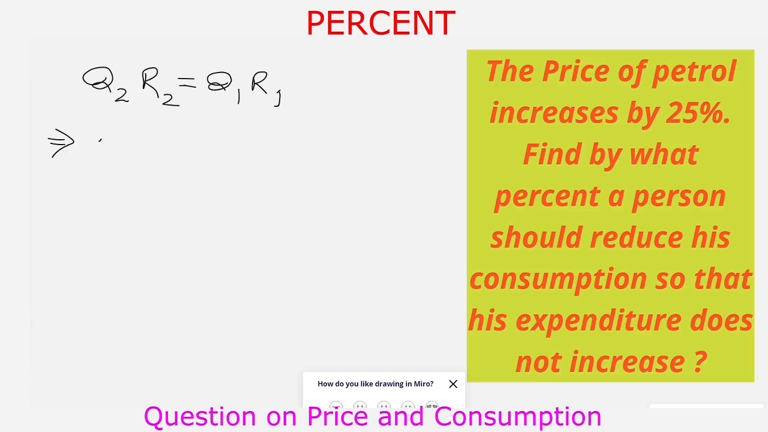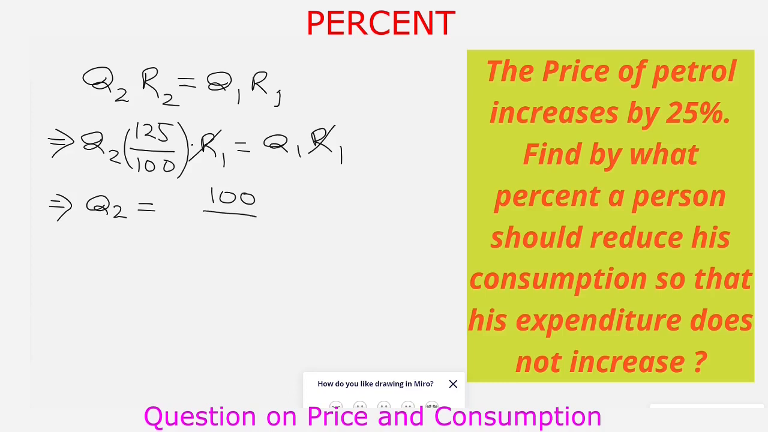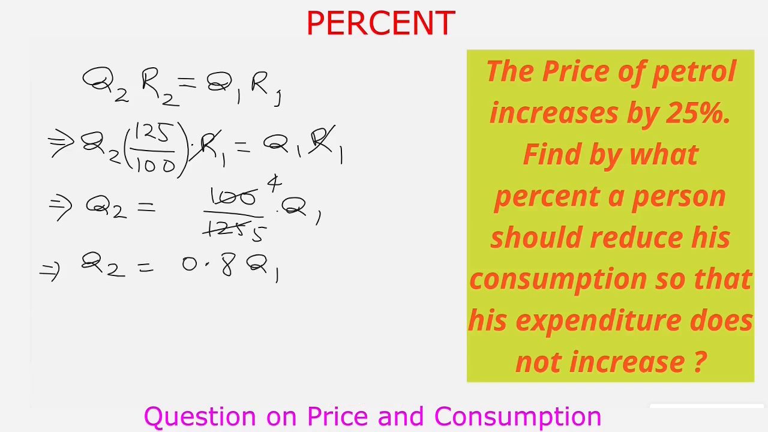So we write like this: Q2 into 100 plus 25 is 125, 125 upon 100 into R1 equal to Q1 into R1. R1 cancels. Q2 equal to 100 over 125 into Q1. 25 cancels 100 for 4 times and 125 for 5 times. This gives Q2 equal to 0.8 of Q1. In percent term, this is 80% of Q1. Q2 equal to 80% of Q1. It means that you have to reduce your consumption by 20%. Therefore, reduction is equal to 20%.